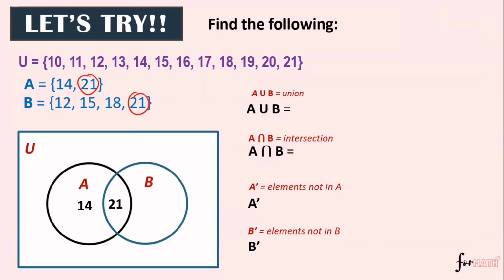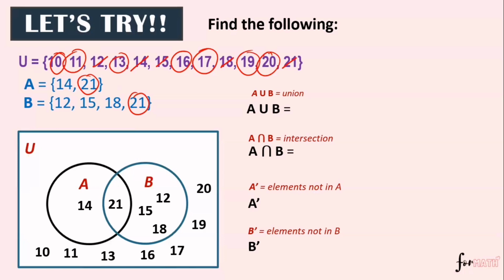And then kung ano yung natira sa A, yan naman ang ilalagay mo sa bilog ng A. And then sa B, you have 12, 15, and 18. Okay? Now, nalagay na natin yung 12, 15, 18, 21, at 14. So, yung ilalagay na lang natin sa labas is yung 10, 11, 13, 16, 17, 19, and 21. So, yan yung ilalagay natin sa labas ng ating set A at set B.